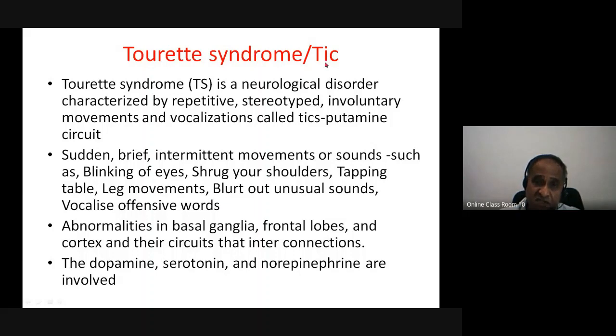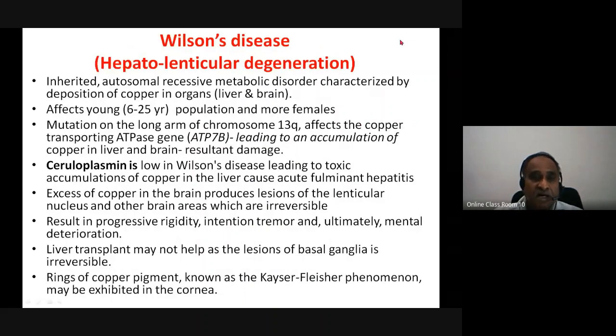So this is a trick. Some people used to give these offensive words. Abnormalities in the basal ganglia, the frontal lobes, that is the prefrontal cortex, and the other circuits in the interconnections. Dopamine, serotonin, and norepinephrine are involved in Tourette syndrome or tic. That is about Tourette syndrome, where putamen and some parts of the basal ganglia are involved. This particular part is important.